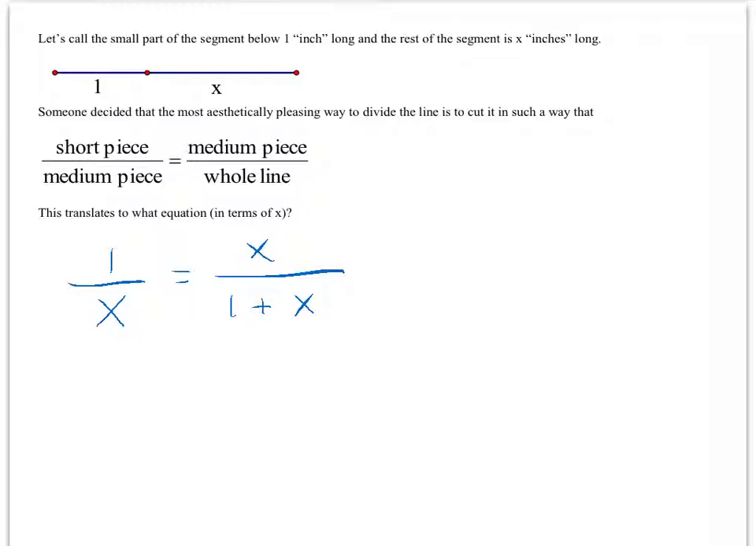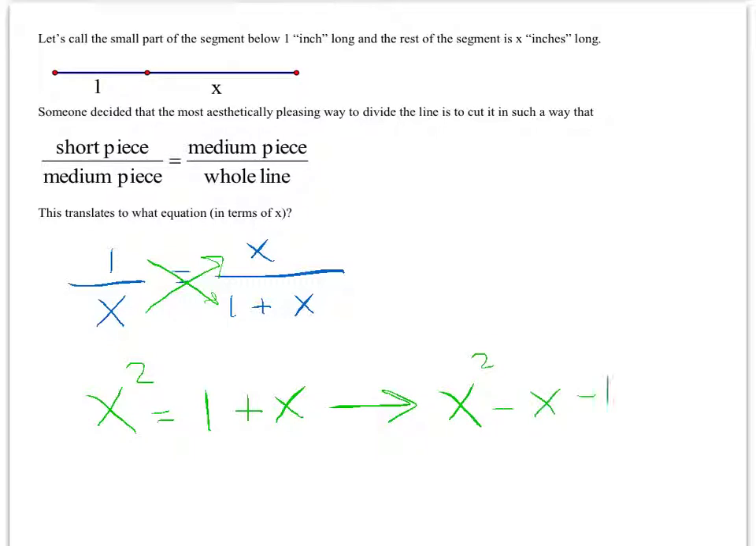So what I do is I cross multiply. This is something that you should remember from a previous course in algebra. So I have x times x, which is x squared. And then I have 1 times 1 plus x, which is 1 plus x. So I have a quadratic equation. In order to solve that, I put all the terms on one side and have the other side be 0. And then I use something called the quadratic formula.